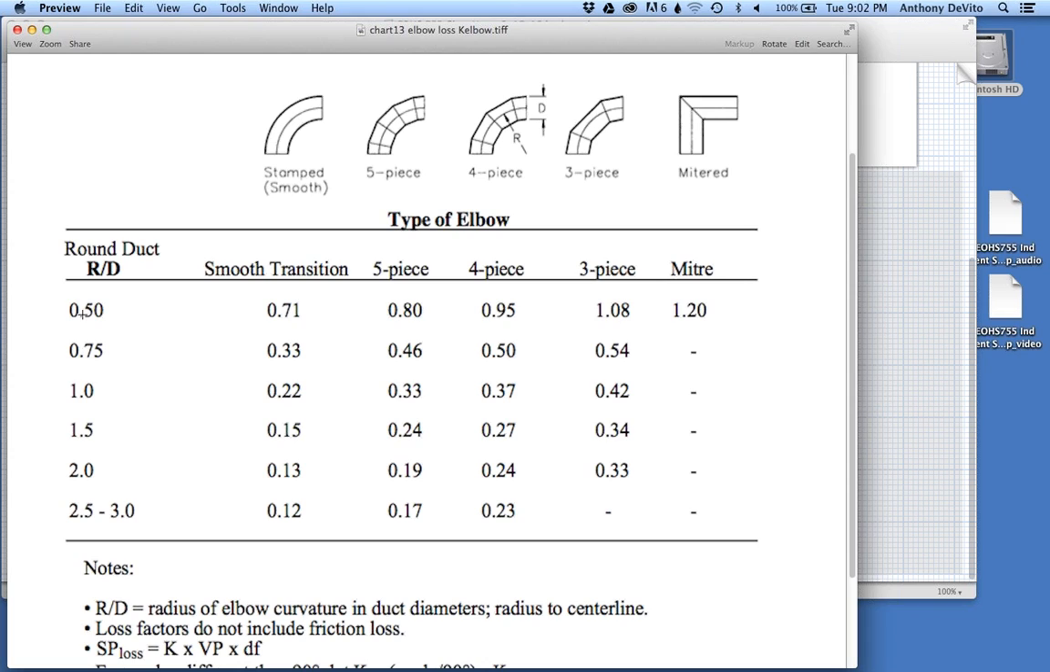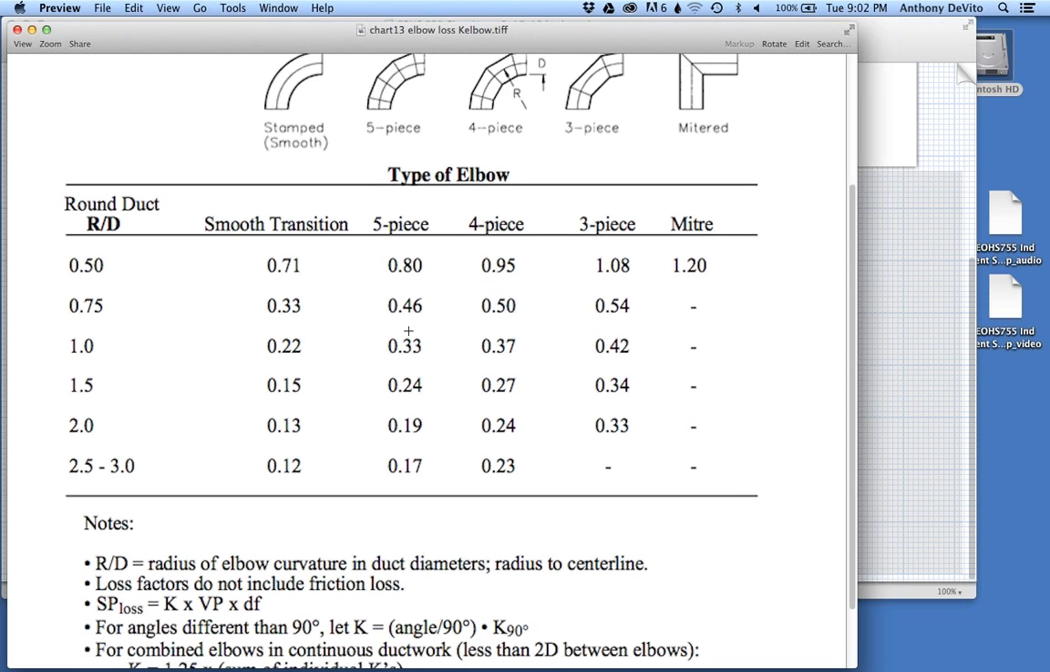Well, let's take a look at this. For something that's a very tight curve, an R to D ratio of 0.5, right? Very tight curve. If it's just a right angle, well, gee, that K is very large. And then as it comes closer to a smooth transition, it becomes lower. Similarly, as the turn becomes more gradual, as R over D is larger, also the K value comes down.